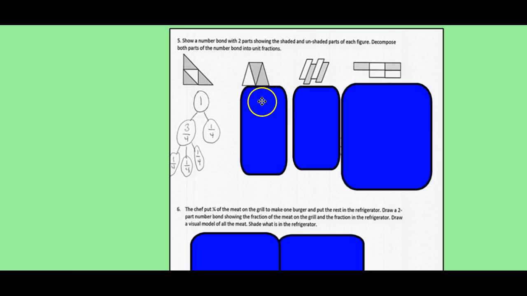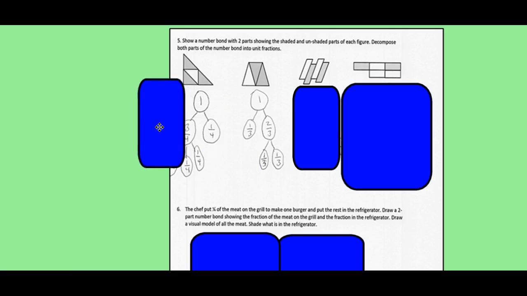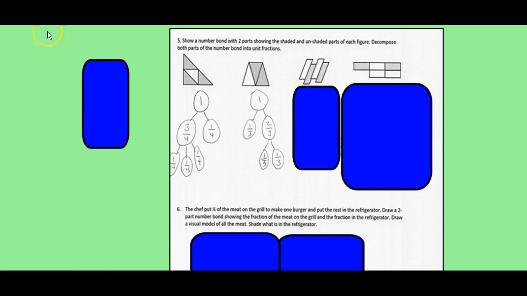But for this shape, we've got one whole, so our number bond's going to have one at the top. And the part that is shaded is 2/3, and the part that is not shaded is 1/3. Once again, it doesn't matter if you have 2/3 right here and 1/3 right here because they both mean the same thing. Since this is 1/3 and it's already a unit fraction, we don't have to decompose this at all, but we do need to decompose the 2/3 into 1/3 and 1/3 because we know that 2/3 is made up of 1/3 and 1/3.